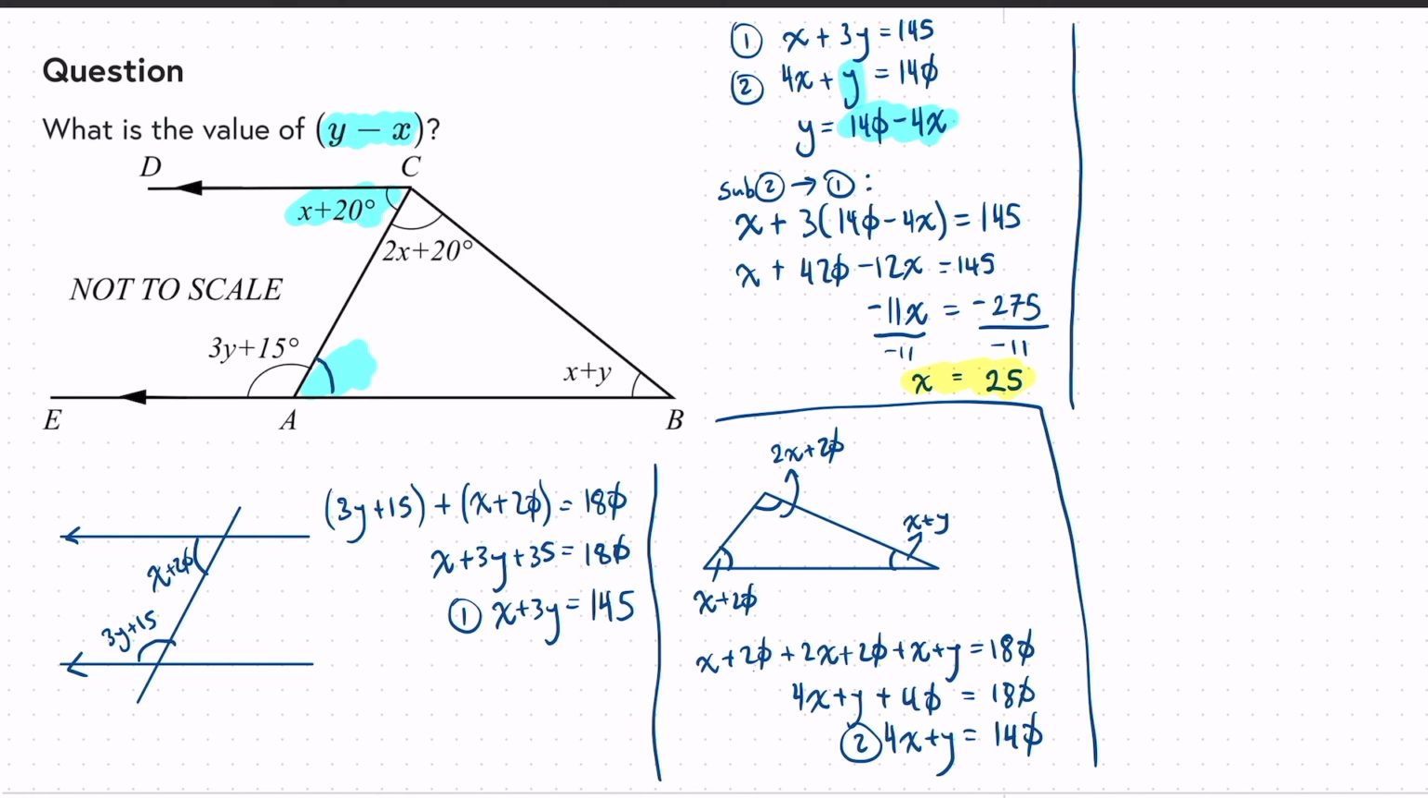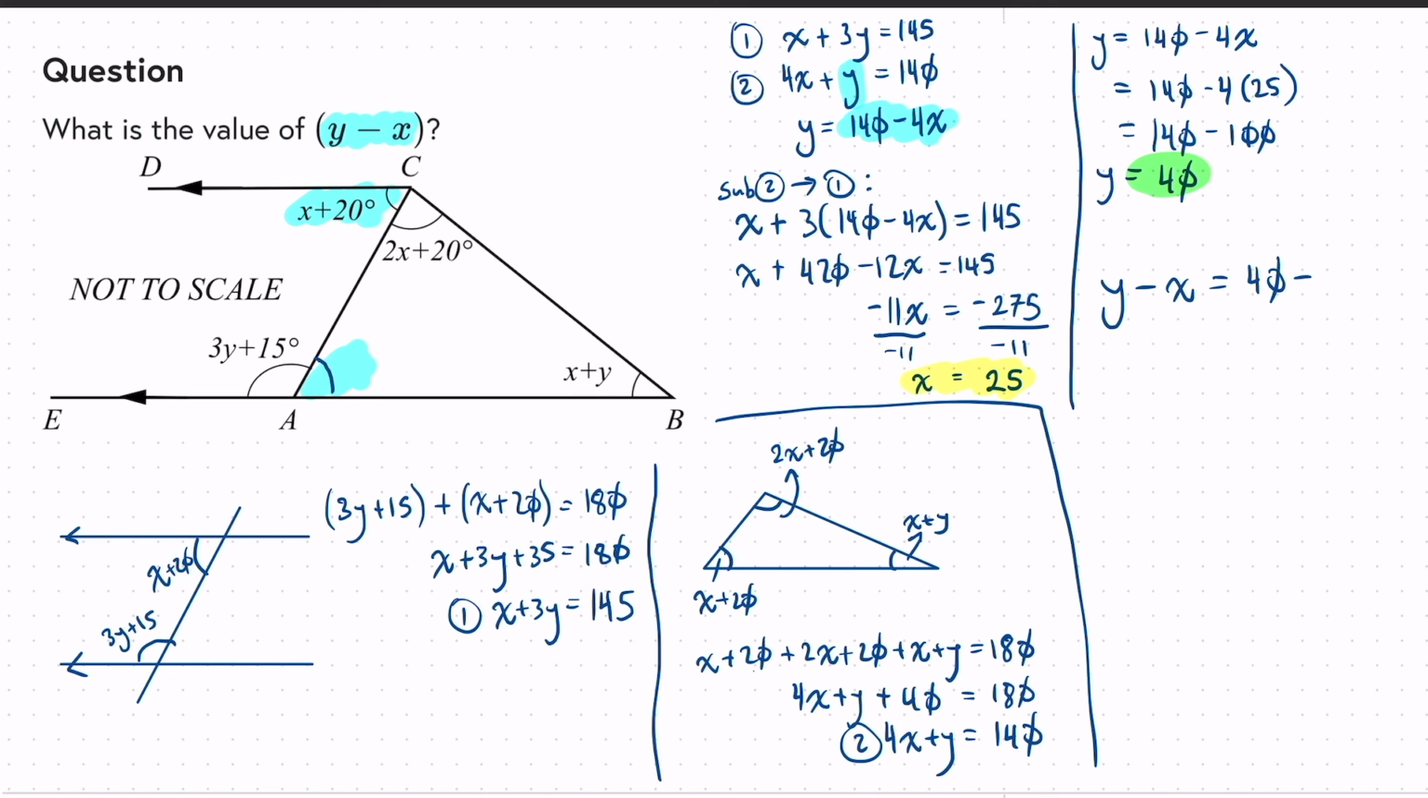Now, I already know what y equals. Y is equal to 140 minus 4 lots of x. So by substituting in x, 140 minus 100 equal to 40. I can now, finally, right, I know what y is, I know what x is, so y minus x is equal to 40 minus 25 equal to 15.